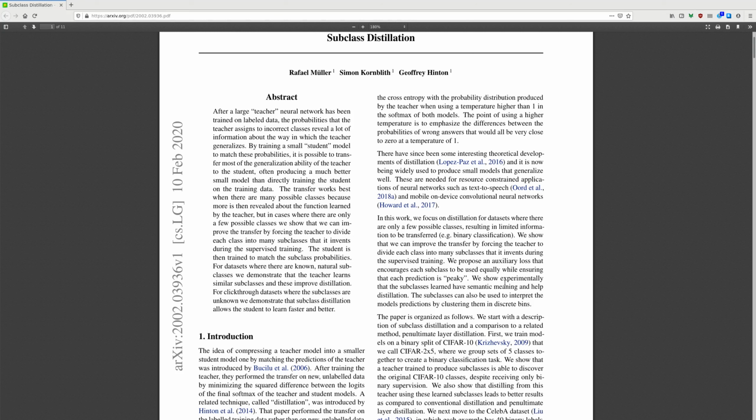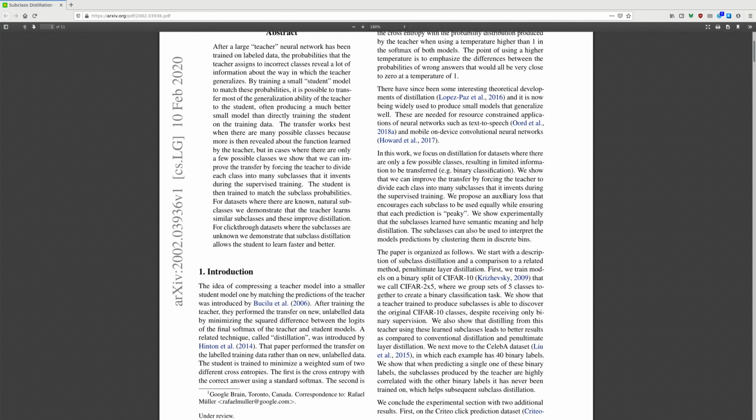These are needed for resource-constrained applications of neural networks, such as text-to-speech and mobile on-device convolutional neural networks. In this work, we focus on distillation for datasets with only a few possible classes, resulting in little information to be transferred, for example, binary classification. We show that we can improve the transfer by forcing the teacher to divide each class into many subclasses that it invents during the supervised training.